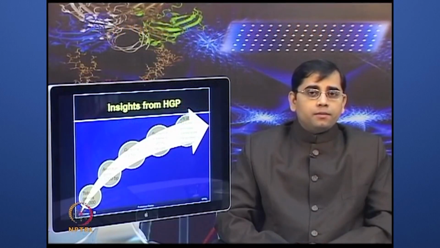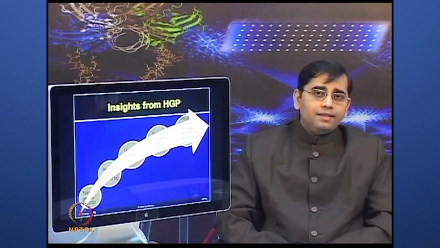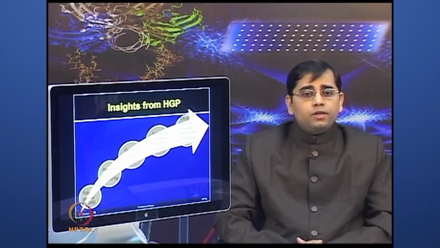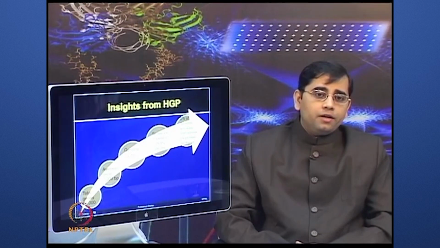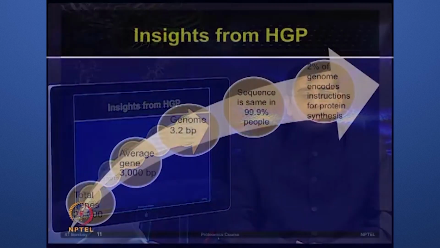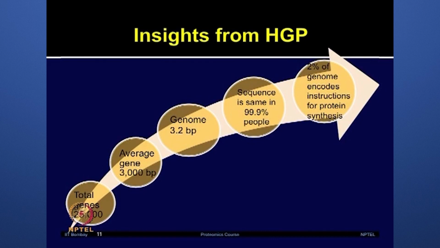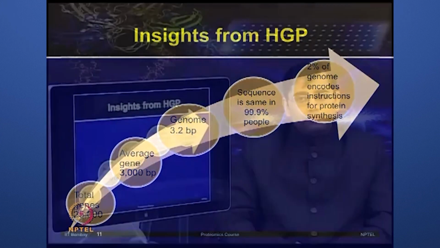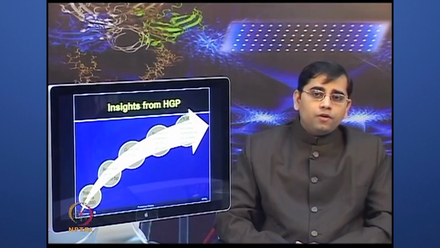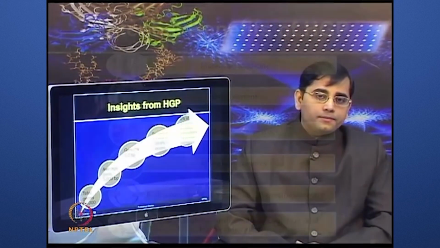The Human Genome Project provided insights for various details, such as the total number of genes, which is estimated to be around 25,000. The average gene consists of 3000 base pairs. The human genome consists of 3.2 million base pairs. The human genome sequence is almost 99% the same in all people, and about 2% of the genome encodes instructions for the synthesis of proteins.